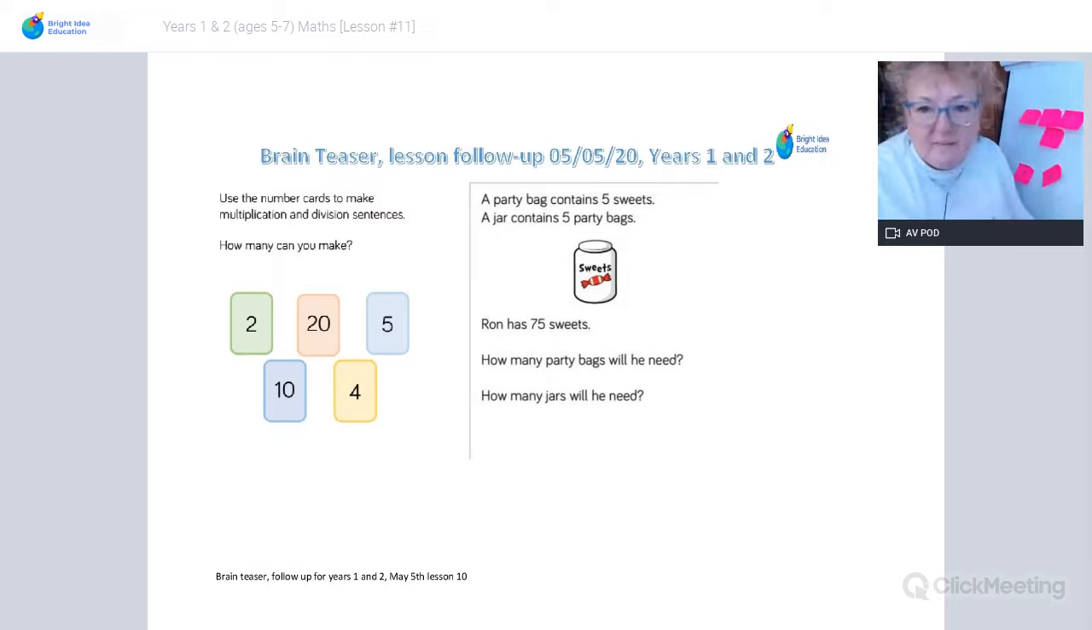So 10 divided by 2 equals 5. So there's one sentence. Can somebody finish that? 2 times 10. Okay, we've got 10 divided by 5. Oh, well done. Somebody's using the maths they know already. Let's just swap them around. They're partners. 10 shared by 5 is 2. So if you've got 10 and you make 2 groups, you have 5. If you have 10 and you make 5 groups, each has 2.